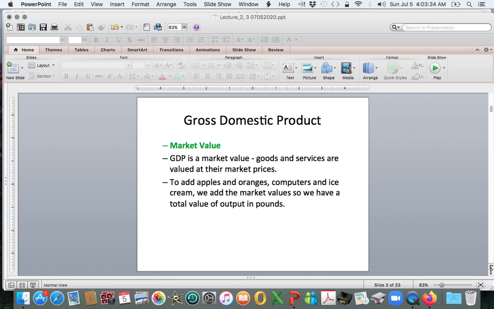So let's talk a little bit more about what is market value. GDP is a market value. Goods and services are valued at their market prices. So, for example, if we're looking at apples and oranges, computers and ice cream, and we add the market values, we have a total value of output in pounds.